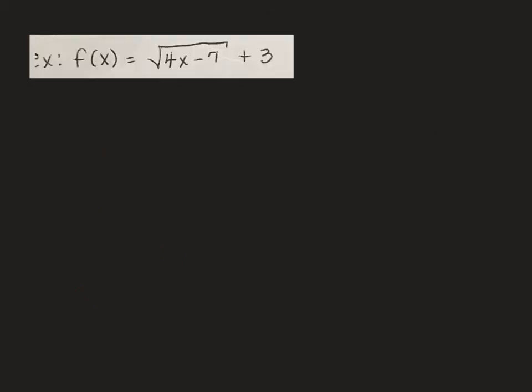So this one has a square root. So those were with a square. This one has a square root. So let's give this a shot. Again, rules don't change. Y equals square root of 4x minus 7 plus 3. Switch your x and y.